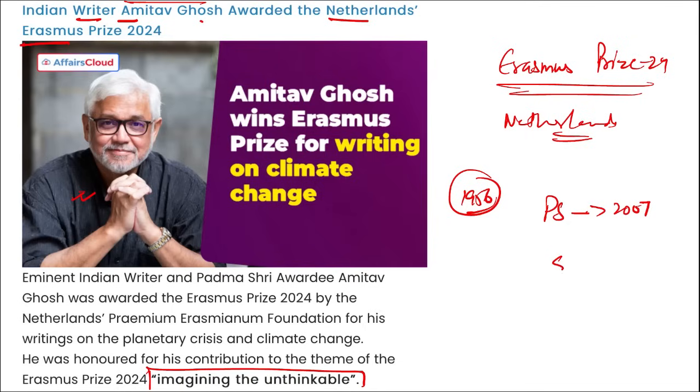Then he was awarded the Sahitya Akademi Award in 1990. Correct? And he won the Man Booker Prize in 2008 for his novel Sea of Poppies.